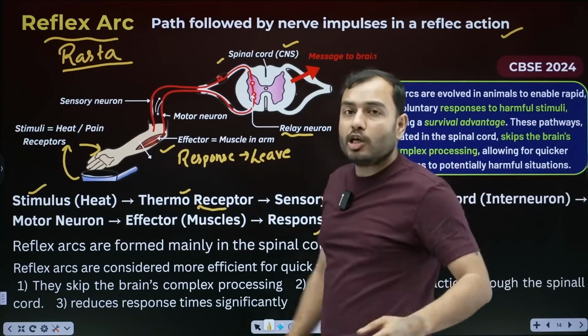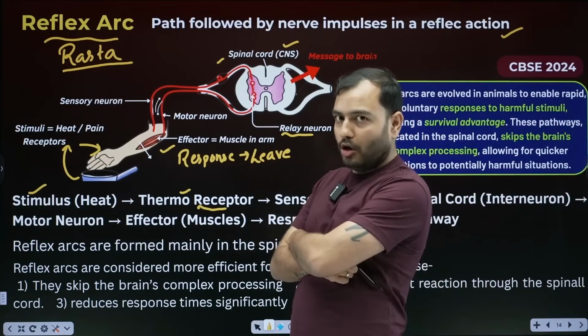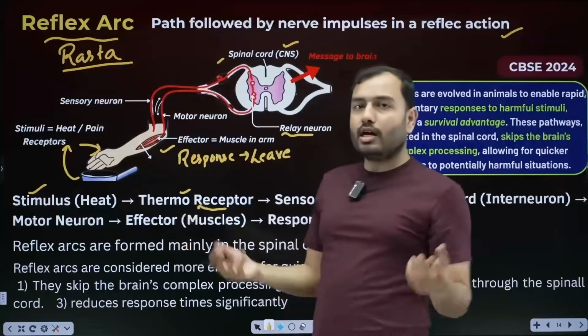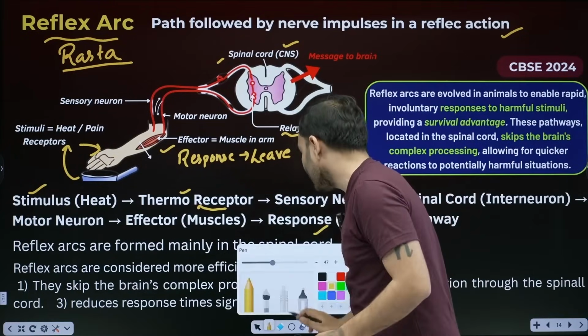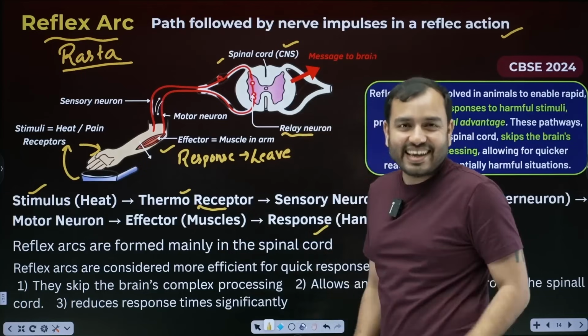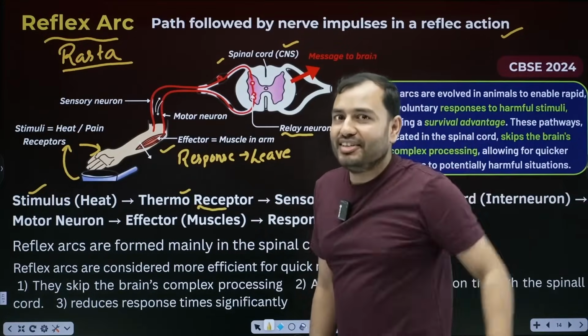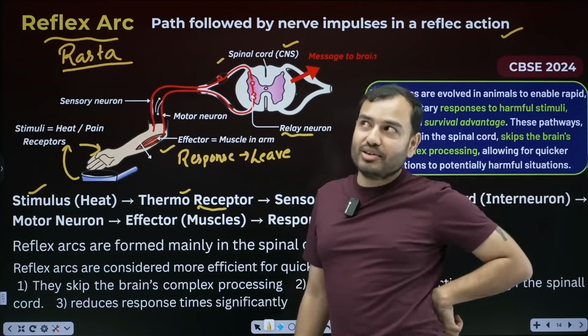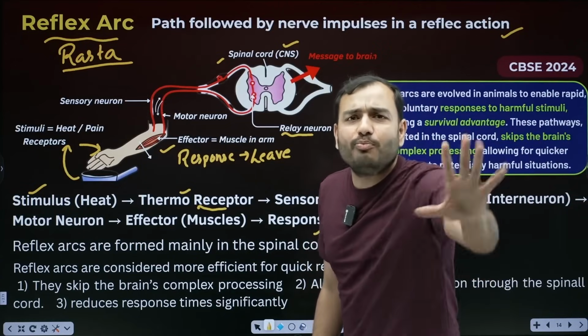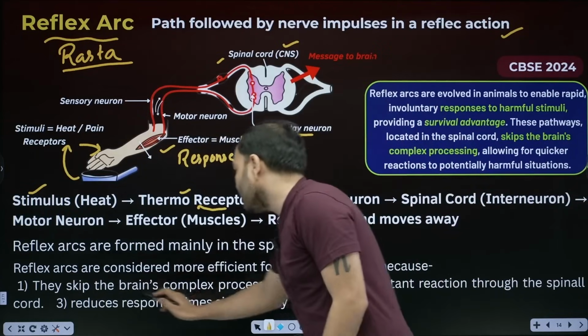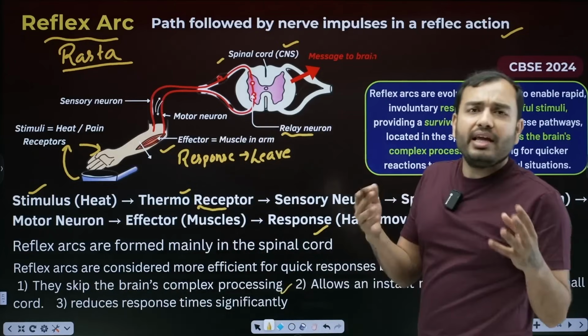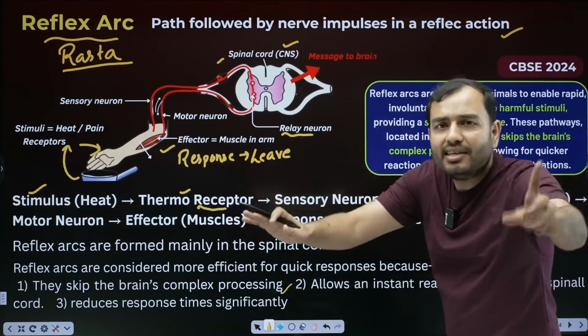Now, sometimes guys, I'm asked, what is the advantage of the reflex arc? Why is the reflex arc efficient? Remember, 3 benefits. It's really only 1 benefit, but we have to write it in 3 points so we can get marks. These things you must know. First, the brain is excluded. No thinking or understanding is needed. If the brain is involved, it will think and understand. So the complexity of the brain is completely removed. They skip the brain's complex processing. That is the first advantage.